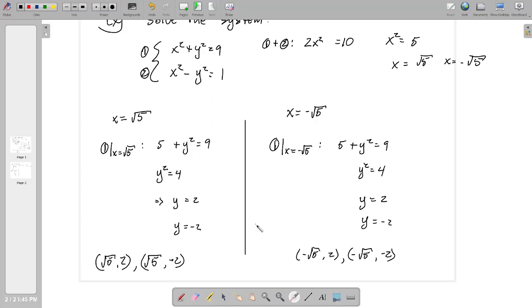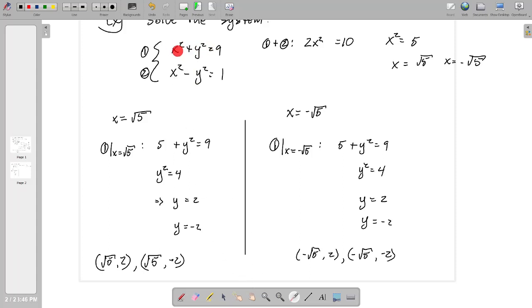So in our final answer, we have 4 different coordinates that work. Square root 5, 2, square root 5, negative 2, negative square root 5, 2, negative square root 5, negative 2. We can plug them all in and see that they will actually work in both. Plug in square root of 5 here, you get 5 minus 2 squared is 1, 5 minus 4. Square root 5 here, and plug in a negative 2 here, same idea. If we plug in a negative square root 5 and a 2, and a negative square root 5 and a negative 2, we're going to get 1 as well.